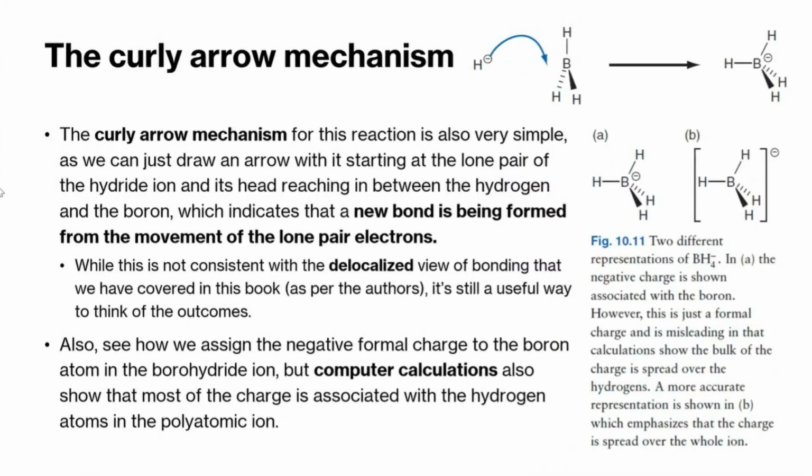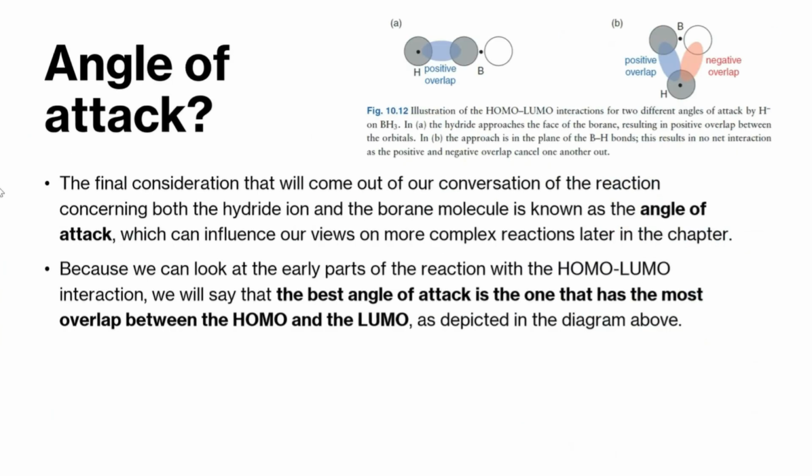And in addition, with charge distribution, we assign that negative formal charge to the boron atom in the borohydride ion, but actually, the computer calculations show that most of the charges associated with hydrogen atoms in this polyatomic ion, and not the boron atom. What this reaction between borane and hydride ion shows is that there's an angle of attack. And this angle of attack will be super important.